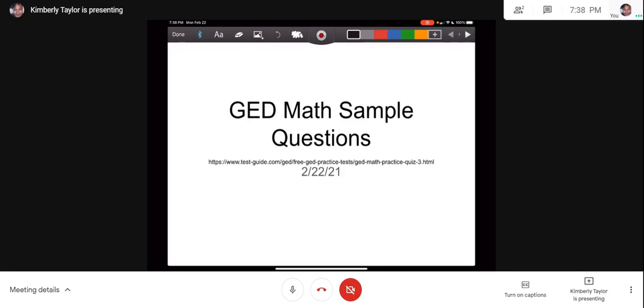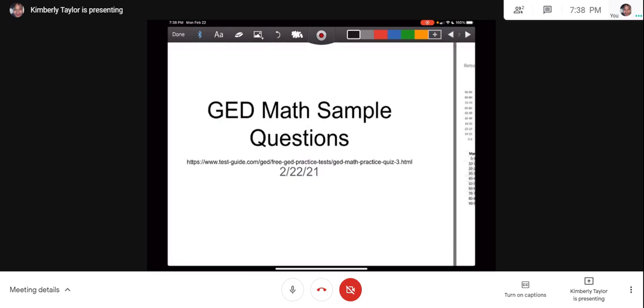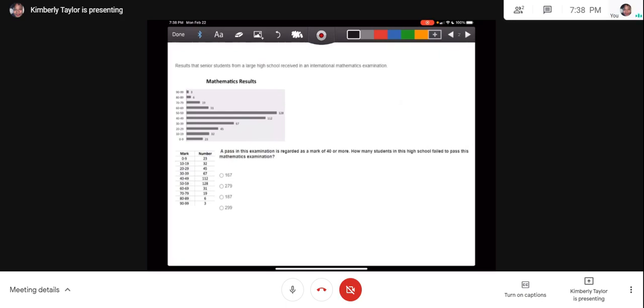Okay, so again, I got these questions from testguide.com. This is quiz number 3. The first 5 questions are going to use this particular scenario with the mathematics results, the graph, and the table. So for number 1, it says results that senior students from a large high school received in the international mathematics examination. That's what these results are.